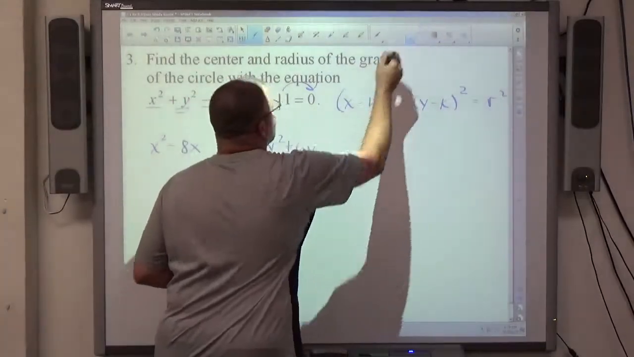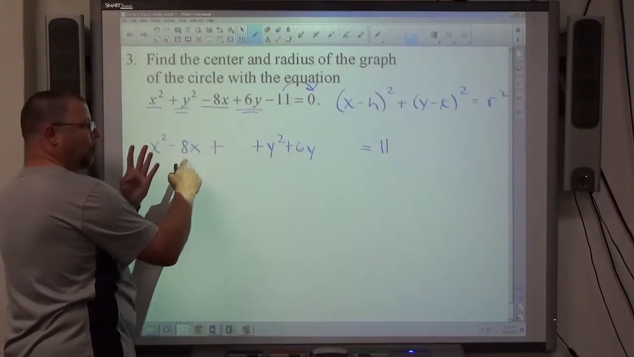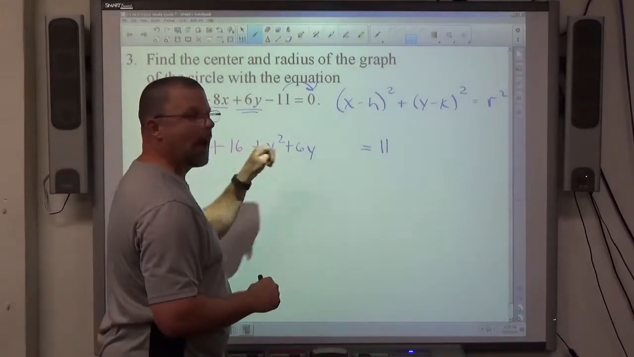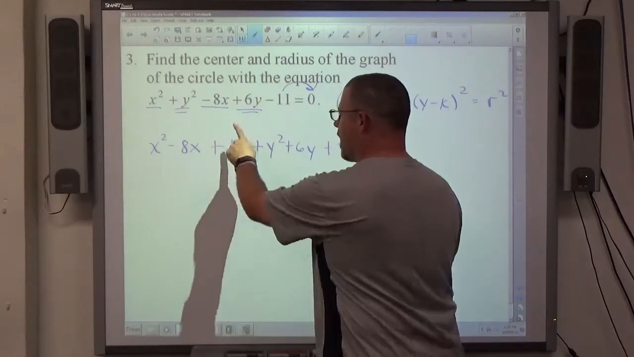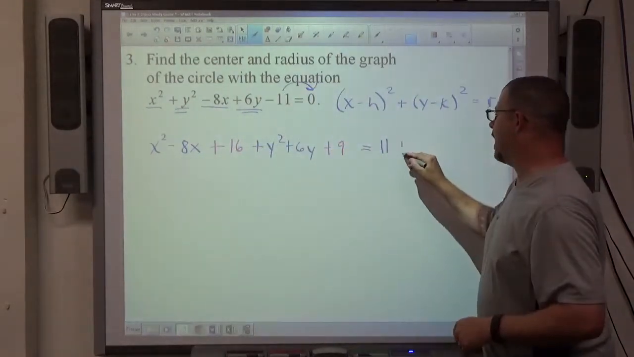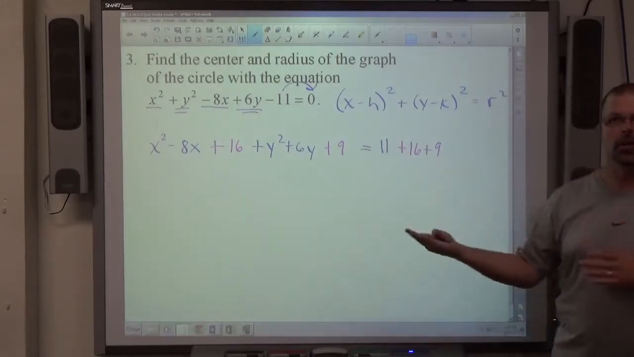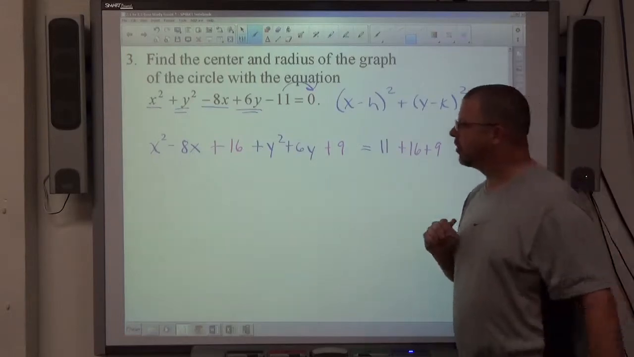Next, we're going to complete the square. Magic number for x, half of 8 is 4, 4 squared is 16. Magic number for y, half of 6 is 3, 3 squared is 9. In all, I've added 16 and 9 to the left, so I have to add 16 and 9 to the right. We're working with an equation. In order to be an equation, to be equals, we have to add the same amount to both sides.